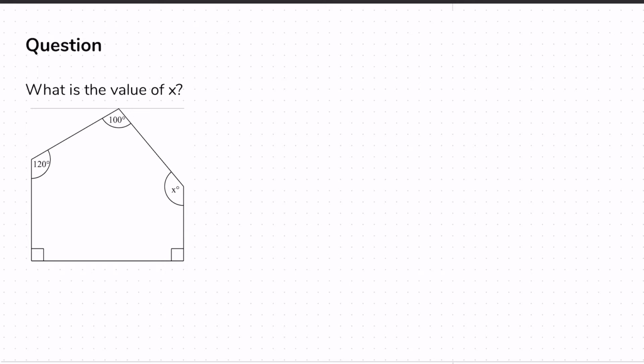Now, all we mean by irregular is that the sides and the angles are not all the same. So in this instance, we're given a diagram and we are asked to find a particular value, x. Well, to solve this, I need to know what the interior angles sum to. Let's call that I, and here's the formula: 180 times the number of sides minus 2.